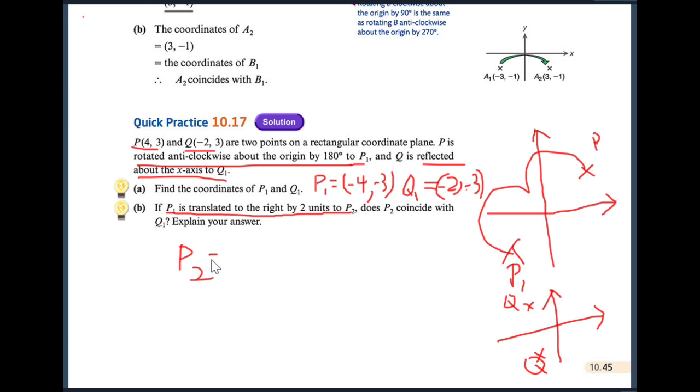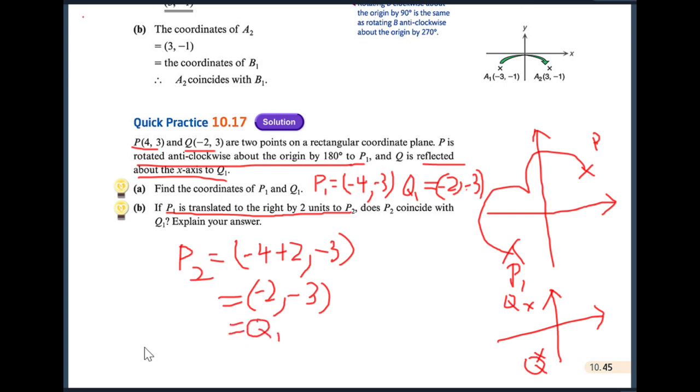P2 will become -4 plus 2. Because you translate to the right by 2 units, you will have a change in the x coordinate, but the y coordinate has no change. So you will have -2, -3. And that is really the coordinate of Q1. So you already know that, therefore, P2 coincides with Q1.